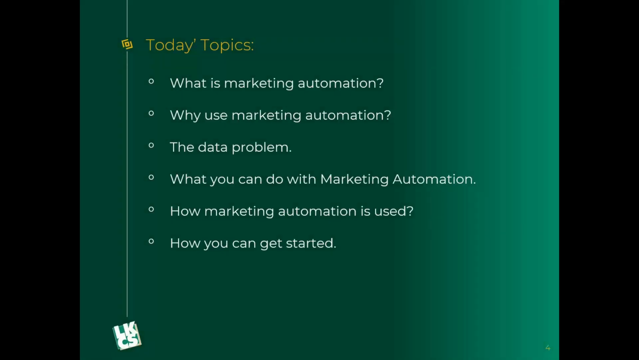Okay, let's get started. Today's topics are: what is marketing automation? Why use marketing automation? The data problem, what you can do with marketing automation, how marketing automation can be used, and how you can get started. While discussing these topics, I will be incorporating some real-world examples to show how marketing automation can successfully be used for banks and credit unions.